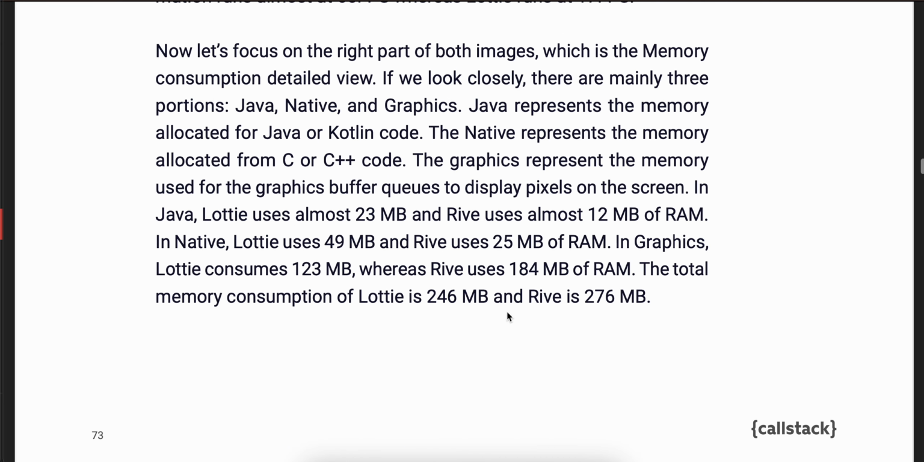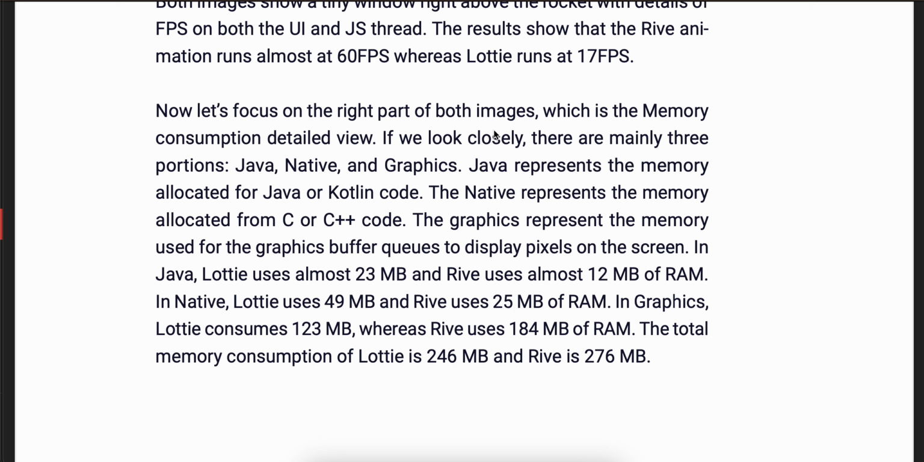Now let's focus on the right part of both the images, which is the memory consumption detail. If you look closely, there are three sections: Java, native and graphic. Java represents the memory allocated for Java or Kotlin code. The native represents the memory allocated for C or C++ code. The graphic represents the memory used for the graphic buffer used to display pixels on the screen.